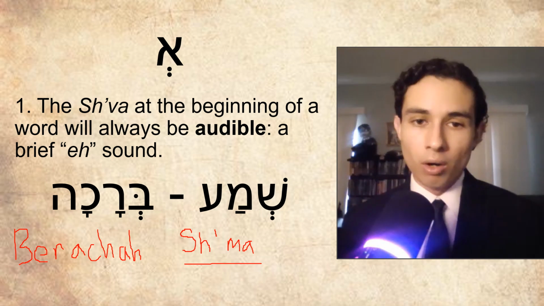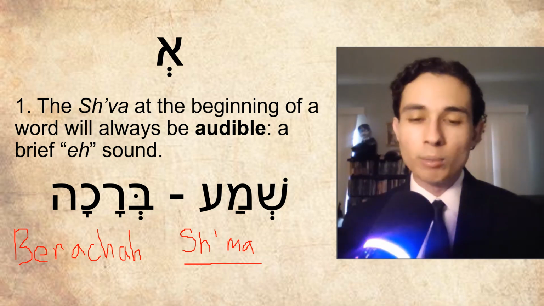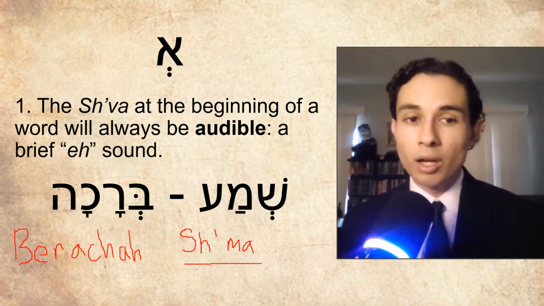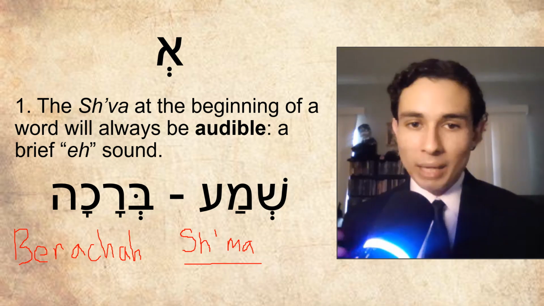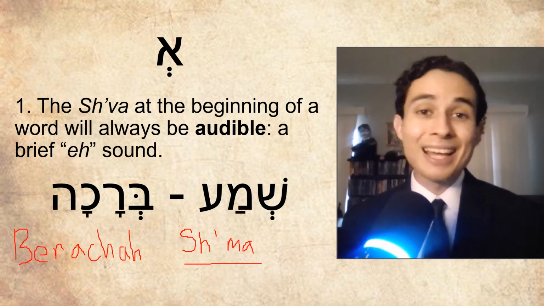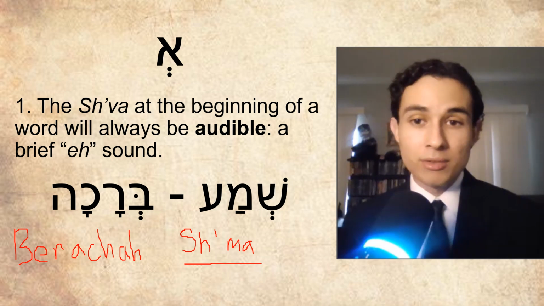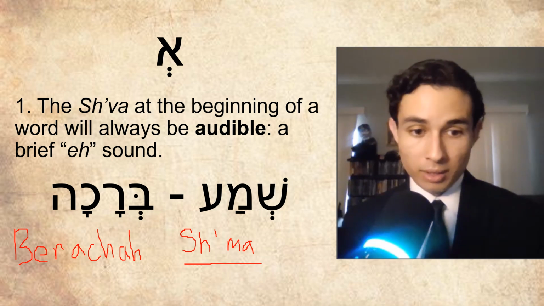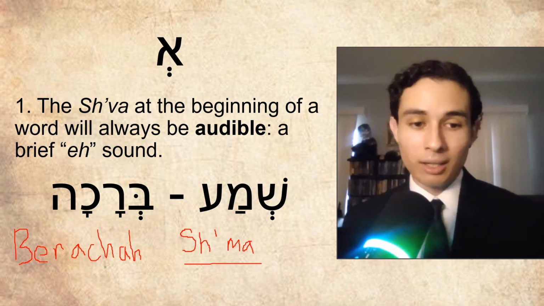Between the B and the R, there's a tiny, almost unnoticeable sound that's just automatically pronounced between the two letters. In that same way, that's how the shva needs to be treated. So it's not beracha, beracha. Just imagine it as bracha, bracha.